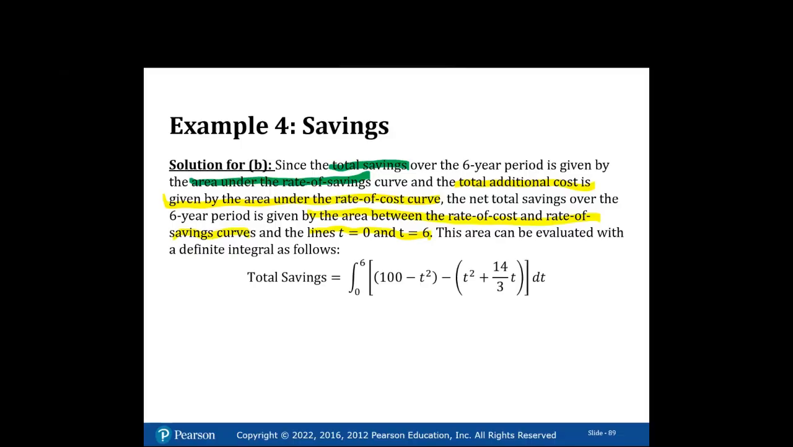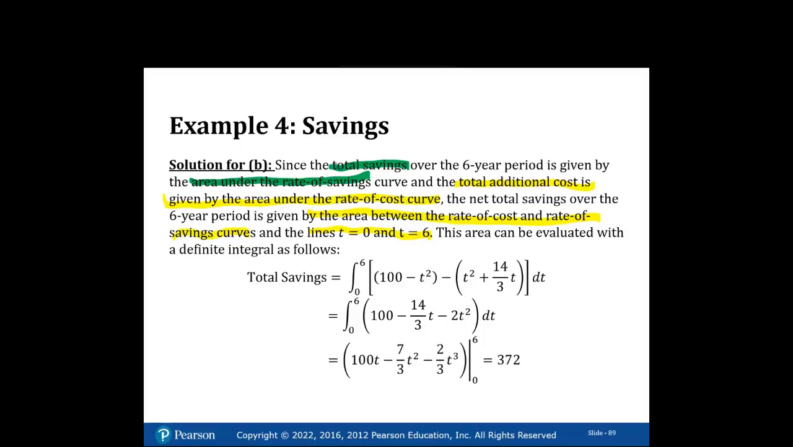0 to 6. Now we take our savings function, which is on top. Those are the bigger numbers. And then we're going to subtract off our marginal cost. So simplifying that out, we have 100 minus 14/3 t minus 2t squared. Use that power rule. We have 100t minus 7/3 t squared minus 2/3 t cubed. And then when you plug in 0 and 6, you should get 372. So our total net savings is $372.